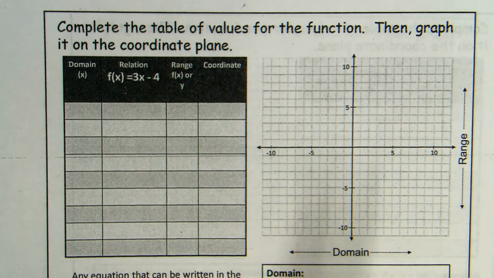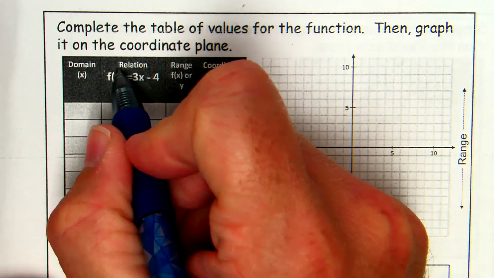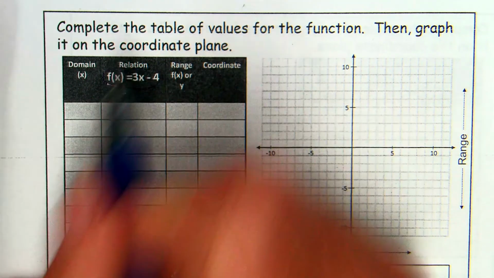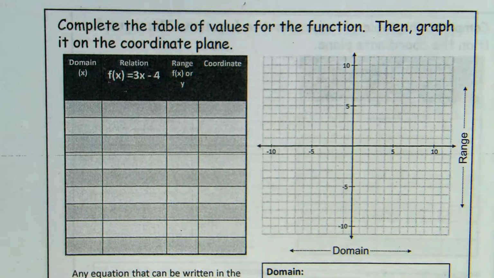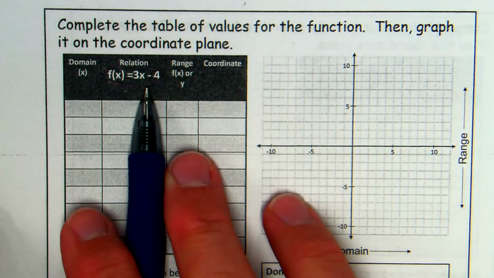You will notice that I've given you a table. In this table, I have given you a relation. This one happens to be a function. I've got it written right here in the center column, and I circled that, but you cannot see it because of the black ink. But know that this is our function.